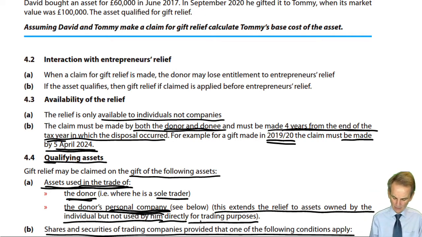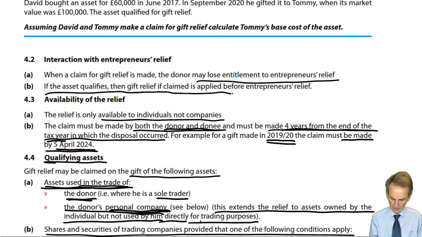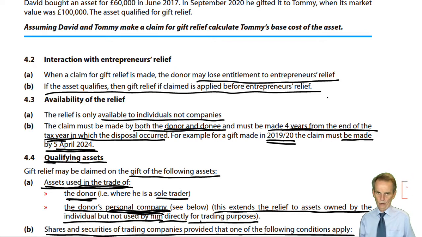So when a claim for gift relief is made, the donor may lose entitlement to entrepreneur's relief in relation to that asset. We've deferred the gain. The responsibility for the gain has gone to the donee. When the donee disposes of that asset in the future, we'll see whether they qualify for entrepreneur's relief. If the asset qualifies, then gift relief is claimed and it's applied before entrepreneur's relief. Entrepreneur's relief, or indeed now investor's relief, is always the last of the reliefs for you to apply, because they are tax rates, that lower 10% tax rate.